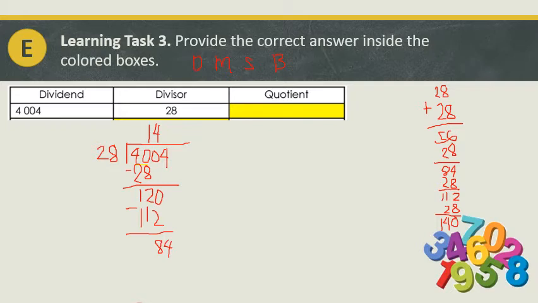Okay? So, ilan kayang 28 para makabuo ng 84? So, meron bang 84 dito? Ito. So, ilang 28 meron para makabuo ng 84? So, 1, 2, 3. So, tatlo po. So, 3 times 28 is 84. And subtract naman tayo. 84 minus 84 is 0. So, walang remainder. So, ang answer natin dito is 143.